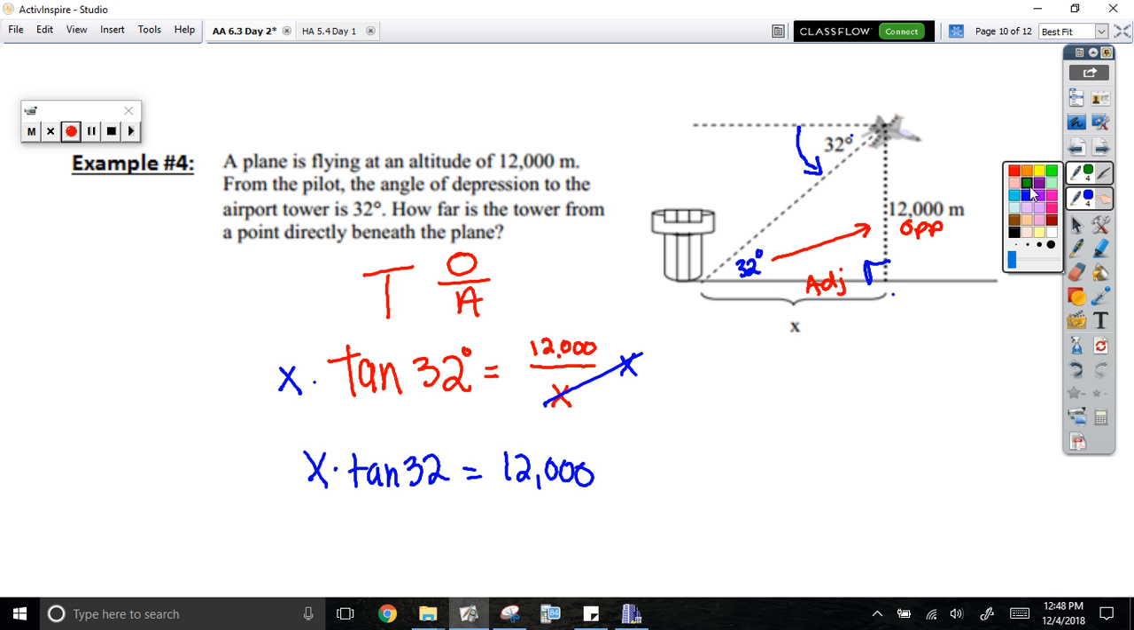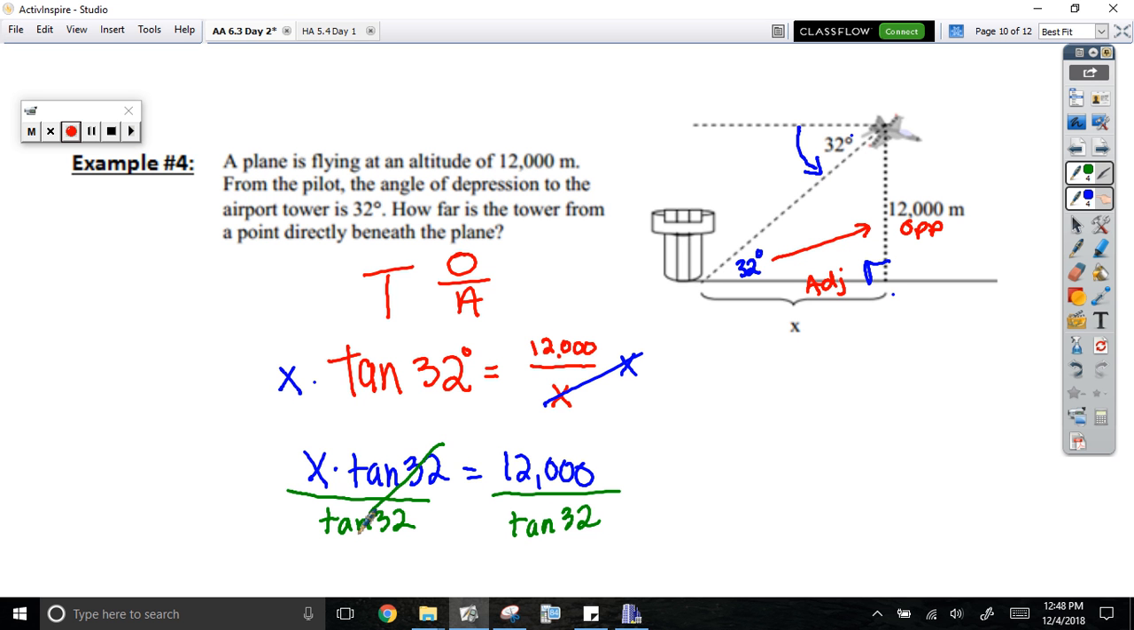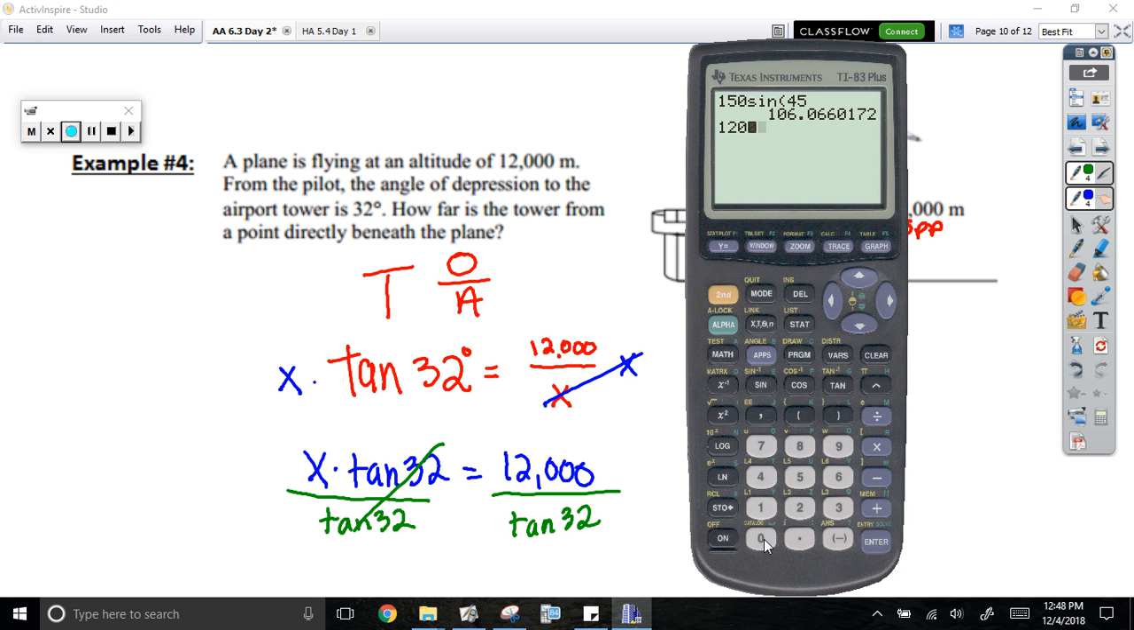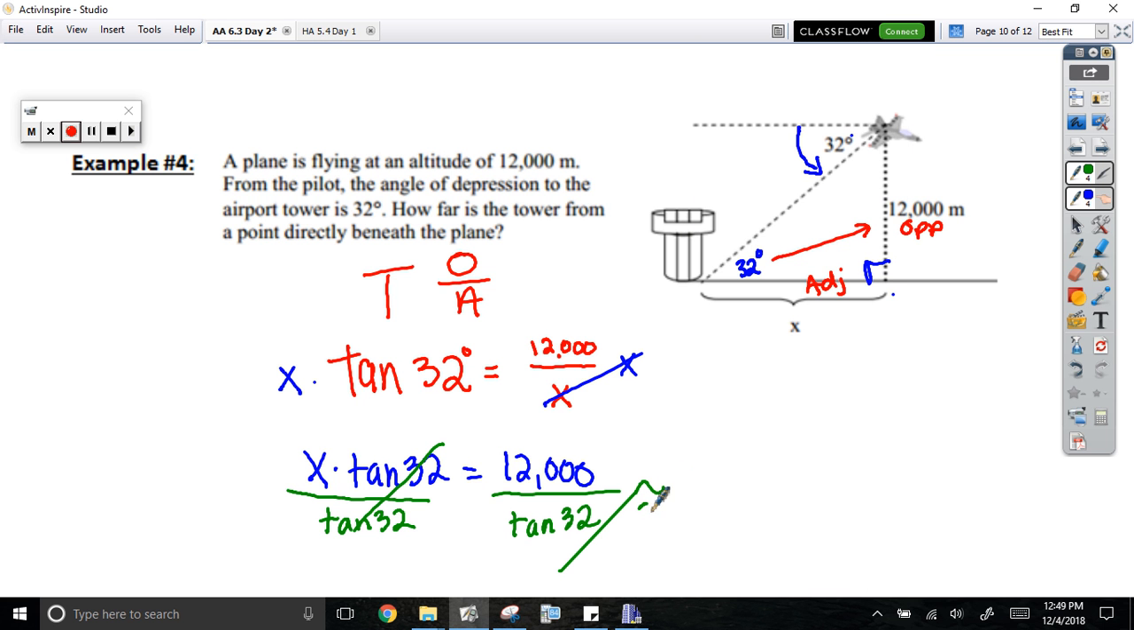Last step is to undo multiplication with division. So you'll divide by tan 32, which looks weird, but remember, that's just a decimal, like a big long decimal number. And then this goes in our calculator. 12,000 divided by tan 32, we'll get 19,204. Units will be just meters.